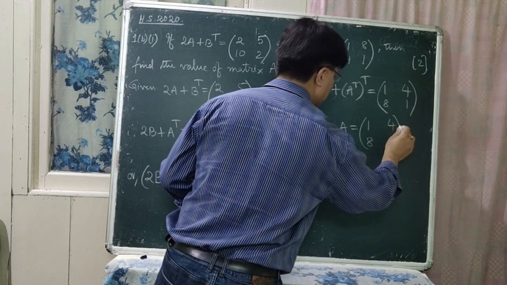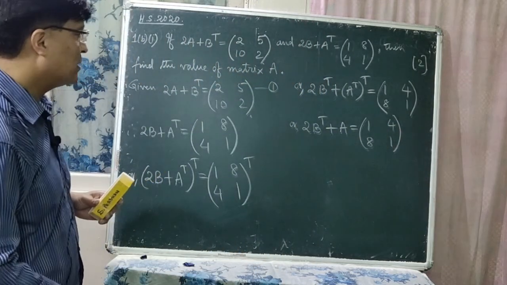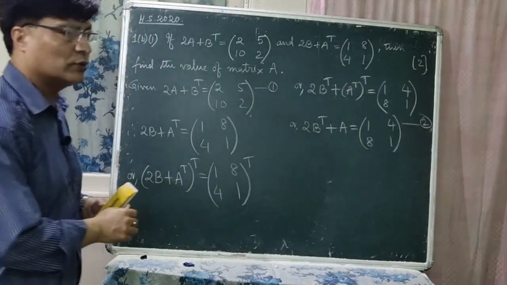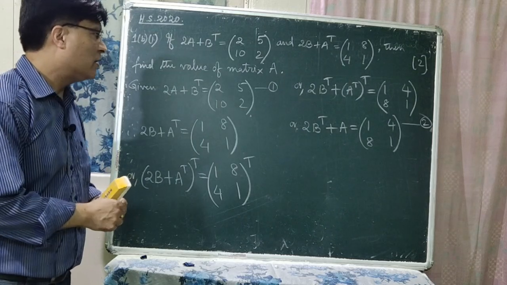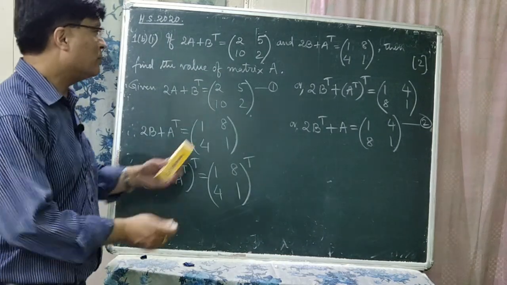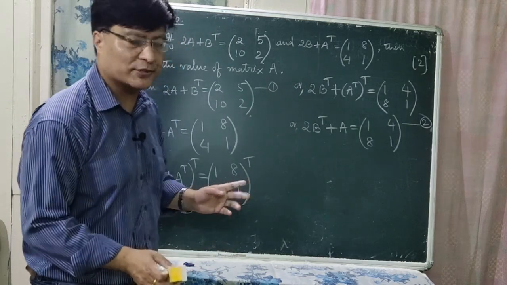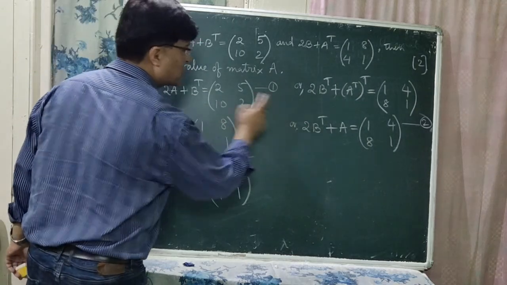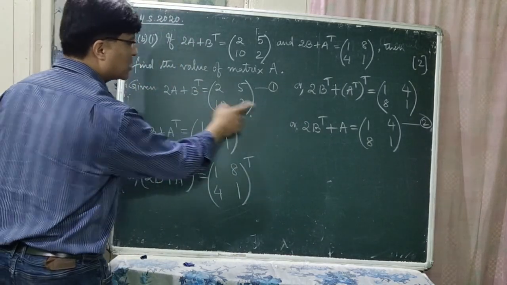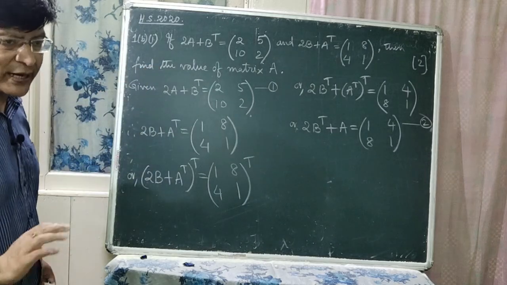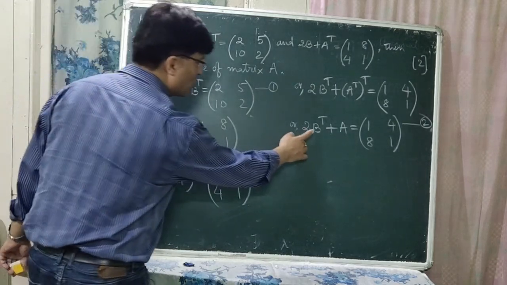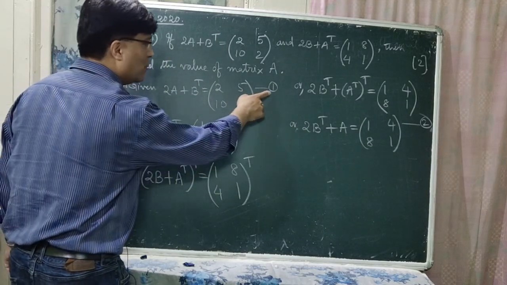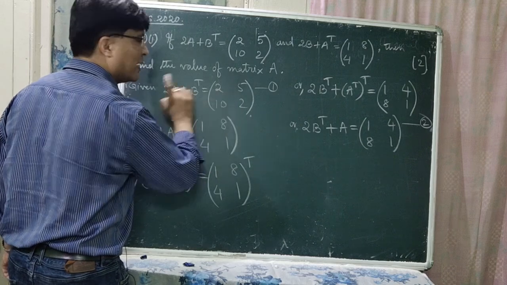So this is number 2. Now you have to solve these two equations, that is equation number 1 and equation number 2. So now in order to get the matrix A, you have to make the coefficient of B transpose equal so that we can subtract. So here, what is the coefficient of B transpose? It is 2. But what is the coefficient of B transpose here? It is 1. So multiply both the sides of equation 1 by 2.